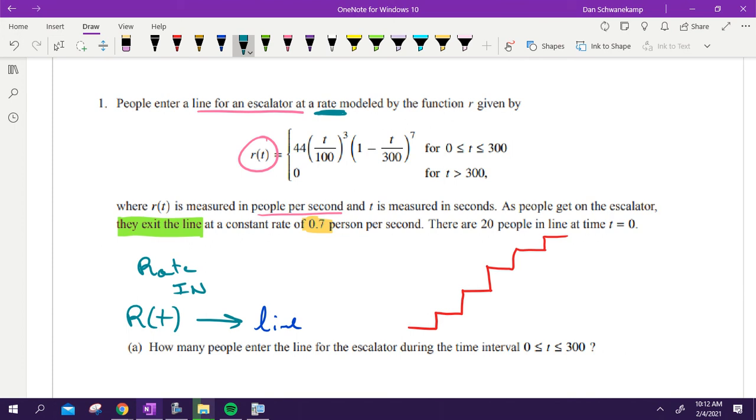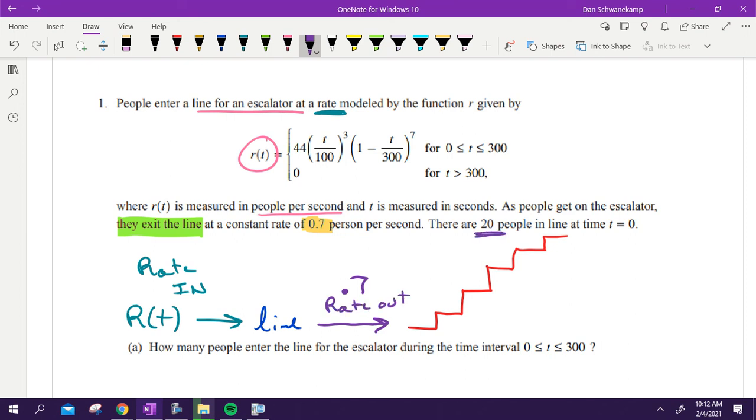The other thing they gave me was this 0.7. What is that 0.7 going to be? That is the rate out. That is the people leaving the line to get on the escalator. It's just 0.7. A lot of people want to make it like 0.7t. 0.7t is the integral. You're finding the antiderivative of 0.7. If you write 0.7t, that'll tell you the amount of people. But 0.7 is a constant rate. Every second, 0.7 people leave the escalator. So someone's arm gets stuck, but the rest of them get off. Okay? 0.7 every second. Okay, that's the rate out.